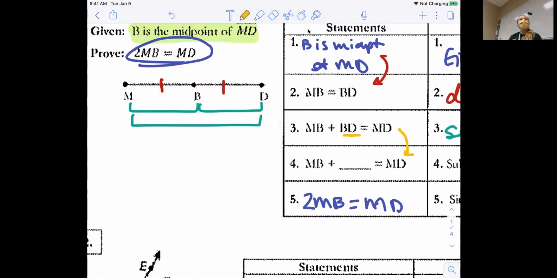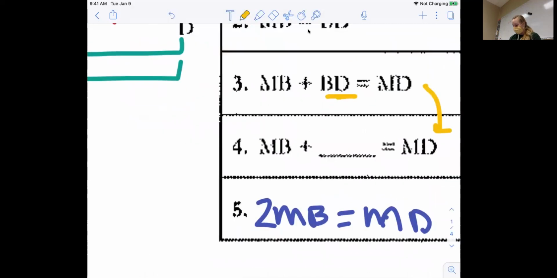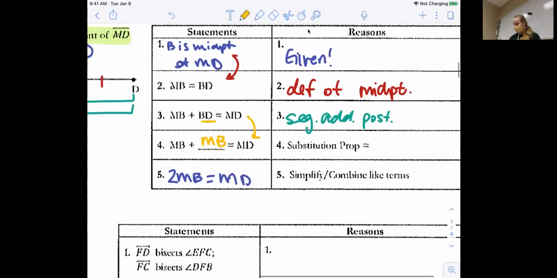What can I replace BD with? MB. Why? Where did I tell that? Where did we see that? Up on number 2, I already said that MB and BD were equal to each other, so I'm allowed to substitute in MB for BD. We call that substitution property.